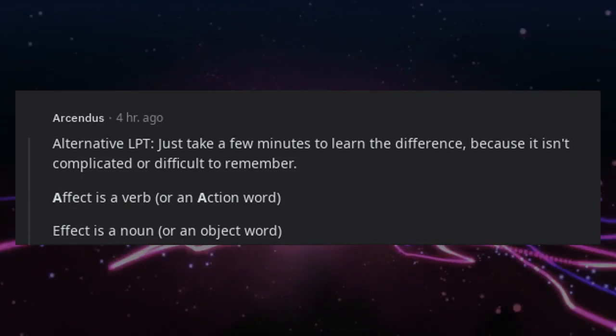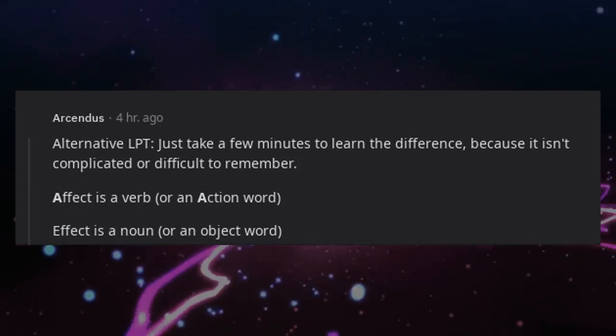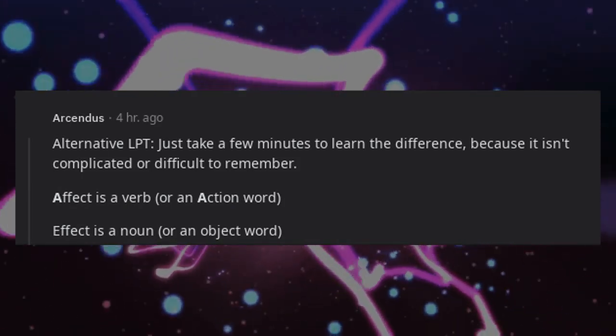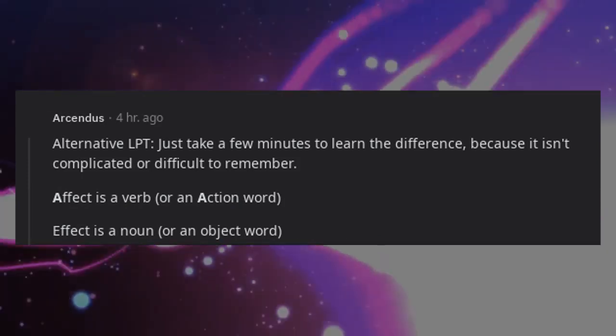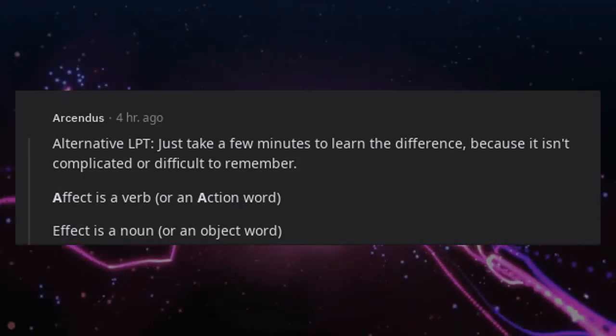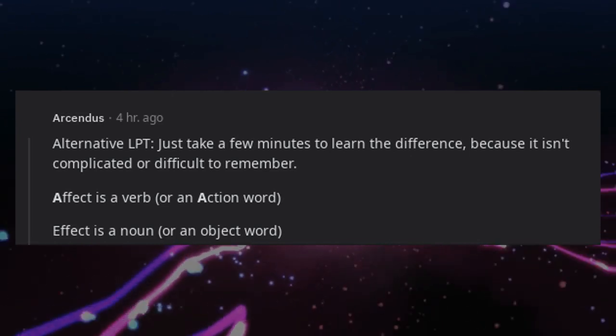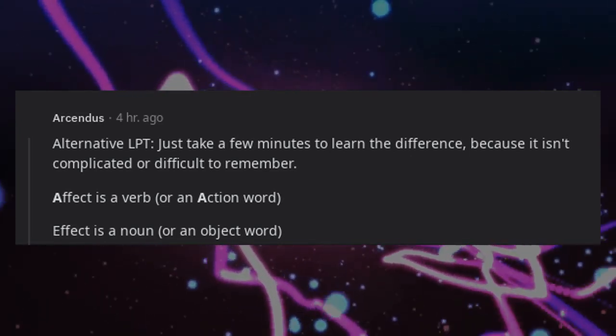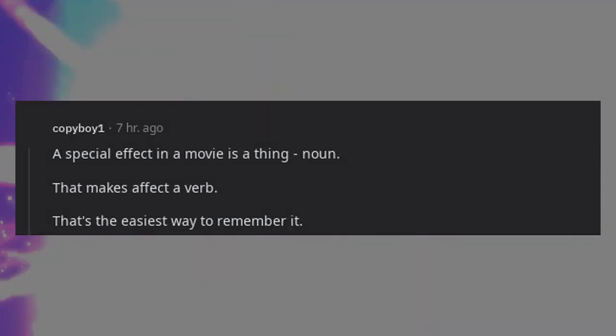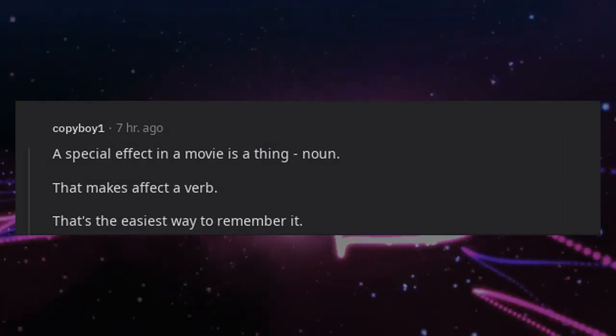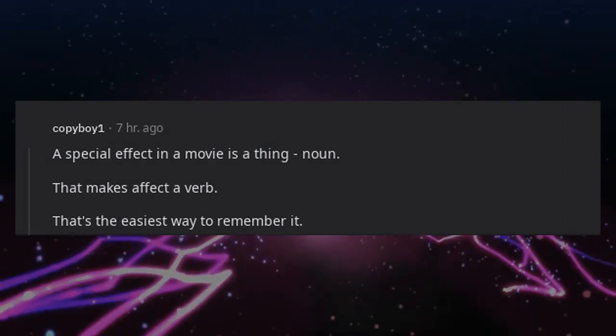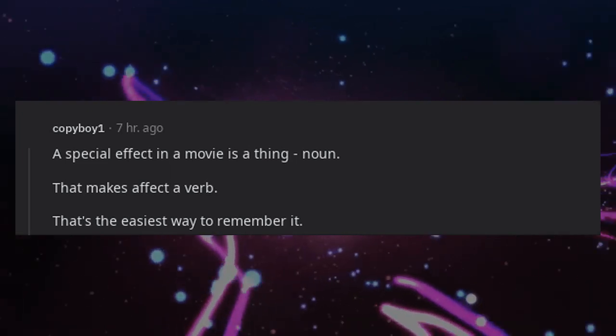Alternative LPT. Just take a few minutes to learn the difference, because it isn't complicated or difficult to remember. Affect is a verb or an action word. Effect is a noun or an object word. A special effect in a movie is a thing, a noun. That makes affect a verb. That's the easiest way to remember it.